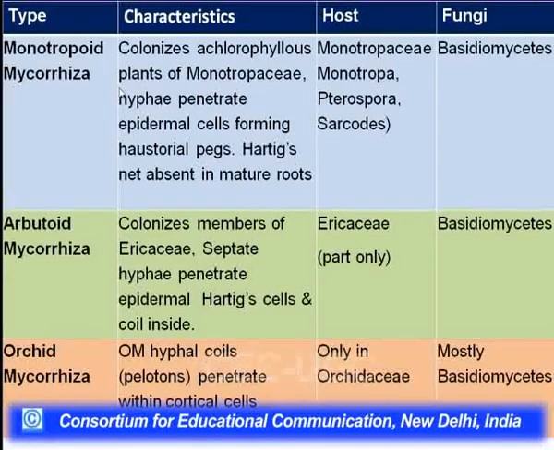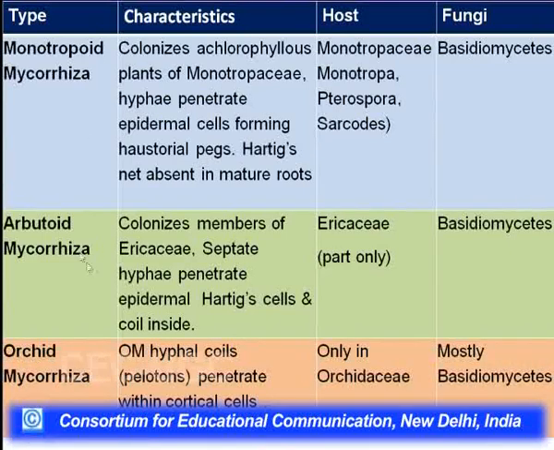Another type of mycorrhizal fungi is monotropoid mycorrhiza. They colonize achlorophyllous plants of the family Monotropaceae. Hyphae penetrate epidermal cells forming haustorial pegs. The Hartig net is absent in mature roots, and the hosts for this mycorrhiza are the members of Monotropaceae like Monotropa and some other plants. The fungus belongs to the class Basidiomycetes.